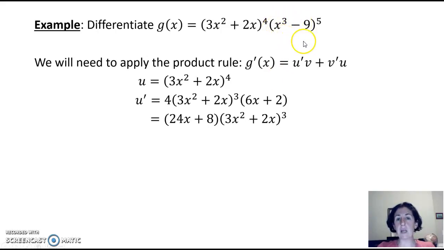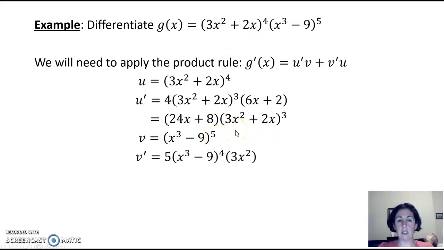And then our v will be the second term right here, (x³ − 9)^5. Now when I go to find v prime, again I'll have to use the chain rule. Bring the 5 down, leave the inside function alone, take 1 away, then multiply it to the derivative of that inside function. And again, exponents come before multiplication, so I can't distribute the 5 here, but I can distribute the 5 to the 3x² to get 15x².